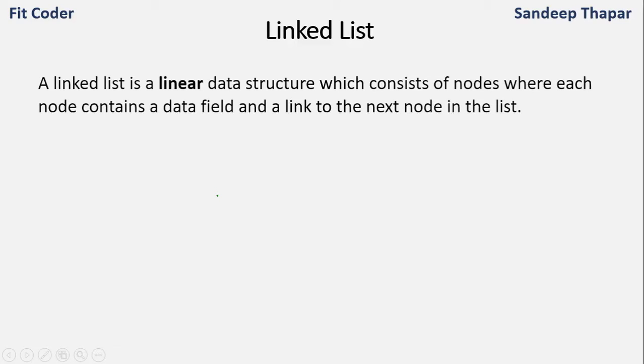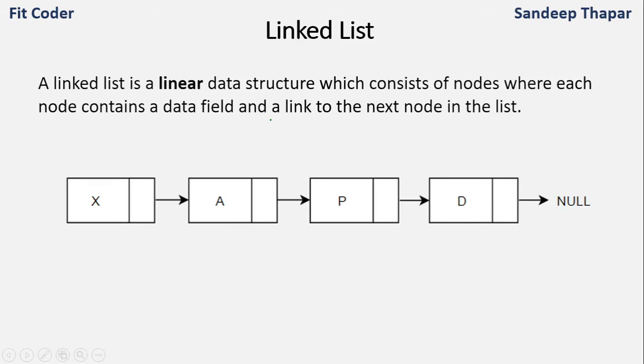So as we saw, a linked list is a linear data structure which consists of nodes where each node contains a data field and a link to the next node in the list. We also discussed the various types of linked list and how we can represent a linked list. So now let's see how we can insert and delete nodes in a linked list.